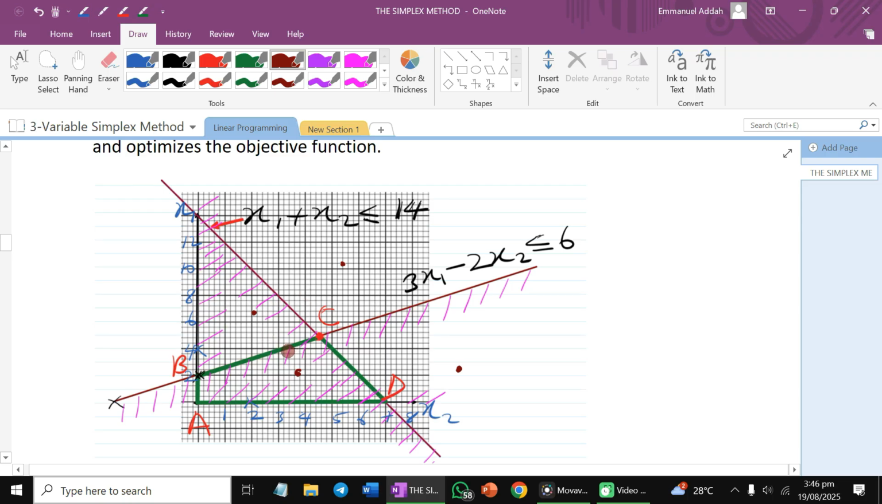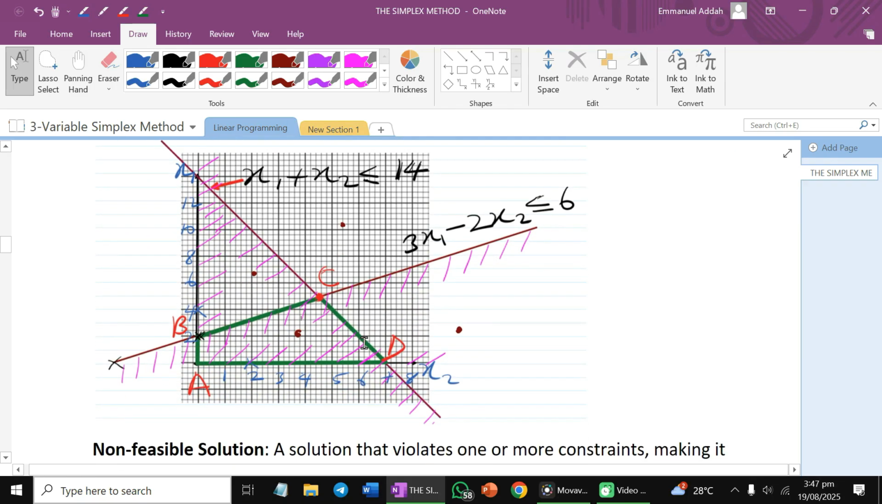But if it is here, is it feasible? Is it a feasible solution? Is it an optimal solution? That's what we're going to look at next. Any pair of values represented by the decision variables is called a solution.